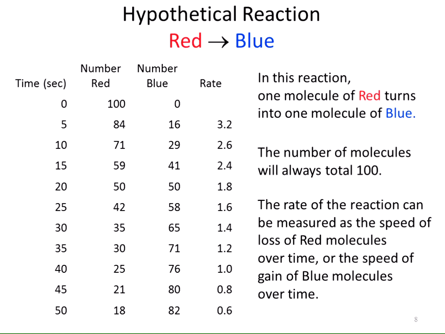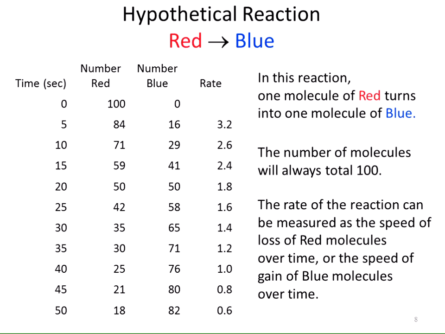So let's say we're starting off with 100 red molecules, and as red gets converted into blue, we can see that the total number of molecules is going to be 100, so 84. If we have 84 red, that means that we lost 16 to become blue. Now in this last column we have the rate of the reaction, and they've done the rate of the reaction just like we did on the previous slide. They've just done the work for us.